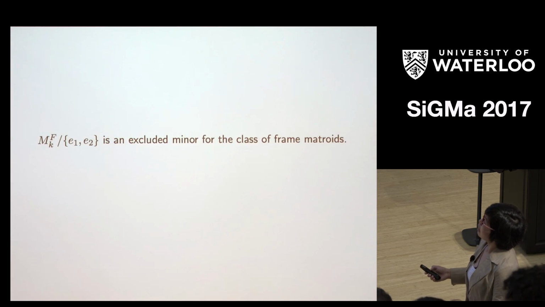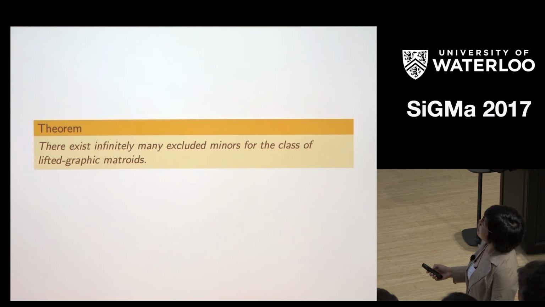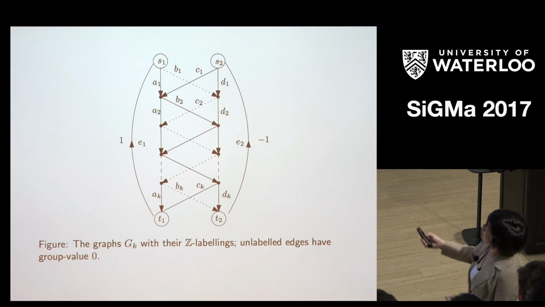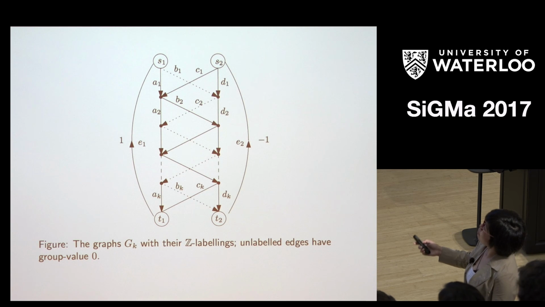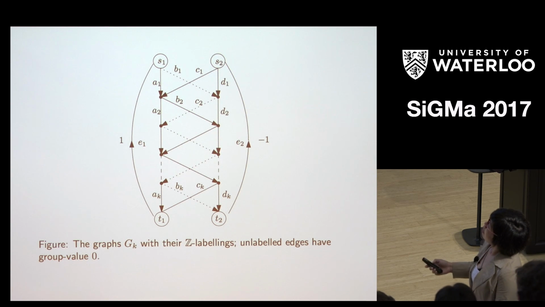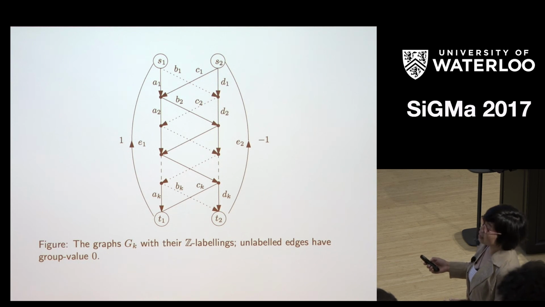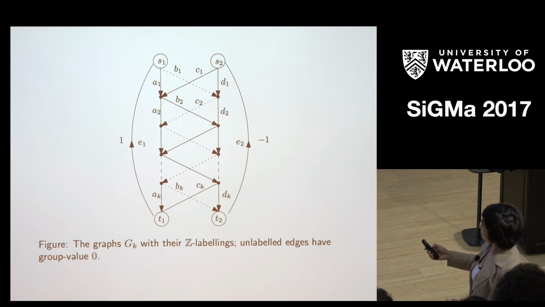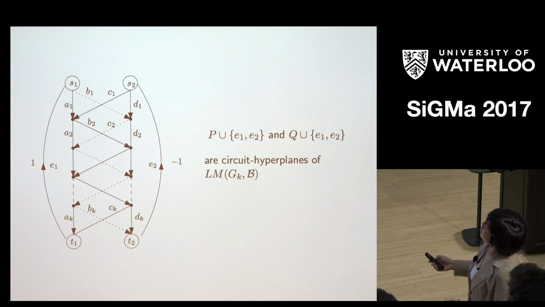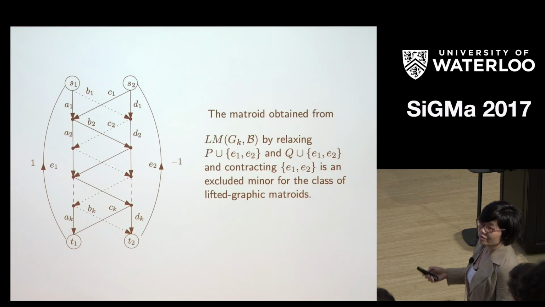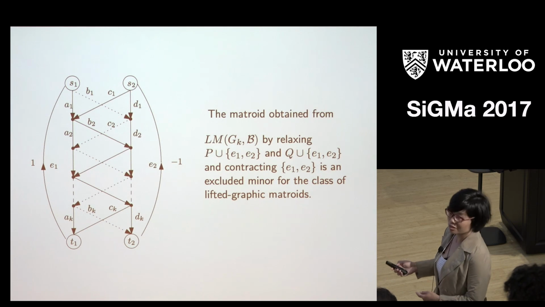So we can prove that we find infinitely many excluded minors for the class of frame matroids. And for the other cases, we give the same graph, just labeling the edges from Z, and it has the same structure, so we can use the same strategy. We can find infinitely many excluded minors. Because there's not much time, I will stop here. Thanks.